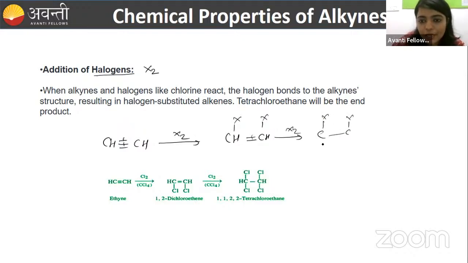Okay, what will you get? You will get a tetrahalide in this reaction. This is quite a simple reaction because there is nothing new here. You have already discussed these things in the alkenes chapter. This is a revision kind of class, I can say.